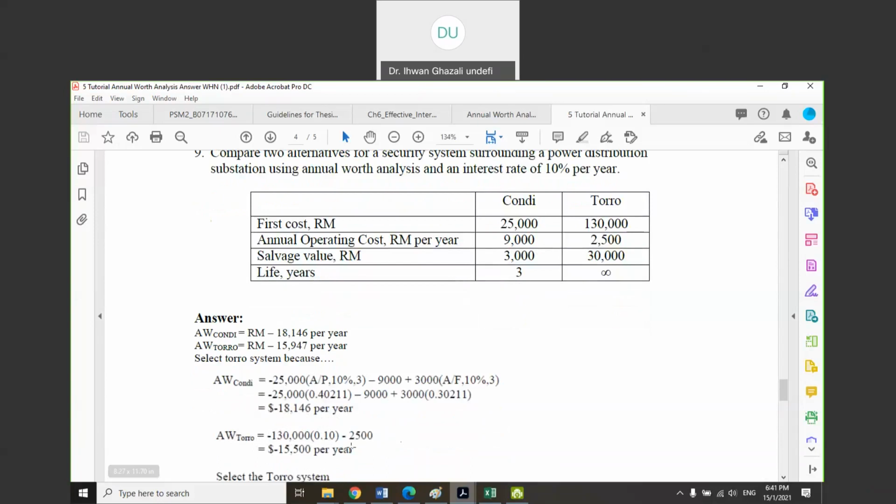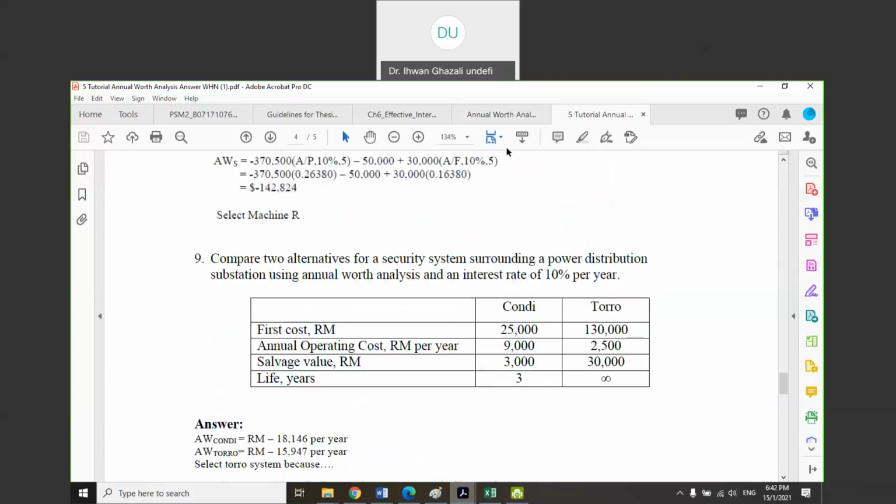we assume the same thing. The process is the same. This one, the total is minus, and the cost is only 15,000. Based on this, the total is smaller, so we can invest in this alternative. All right.